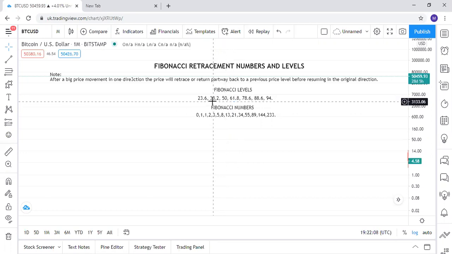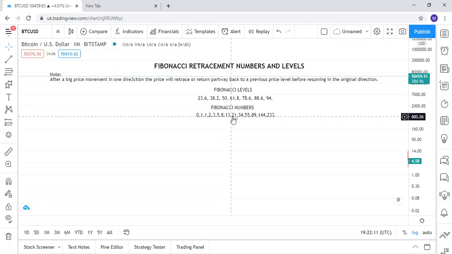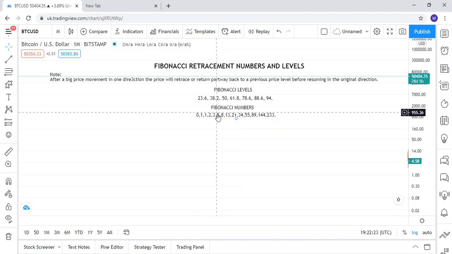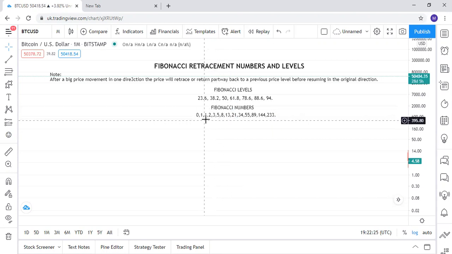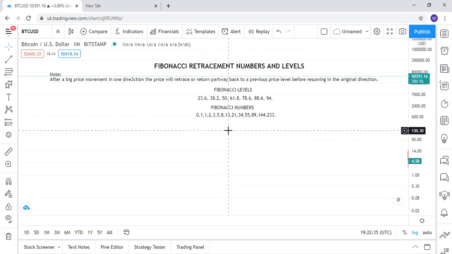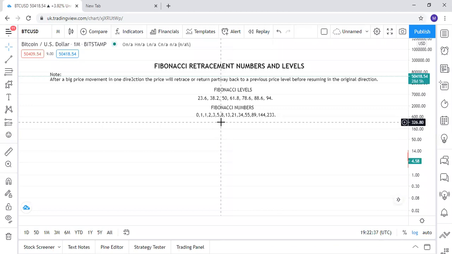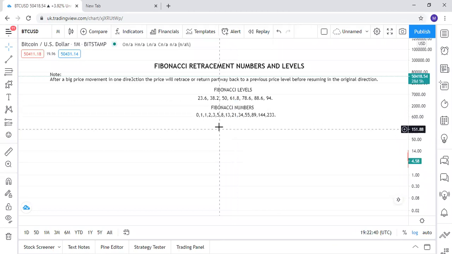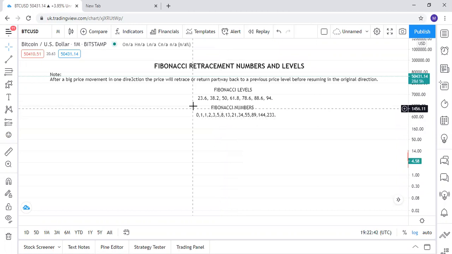So to get 38.2, you divide a number by the one after the next one. You skip the next one and use the third one. You divide 2 by 5. Do you understand? 2 divided by 5 is 0.4, that's about 38.2.